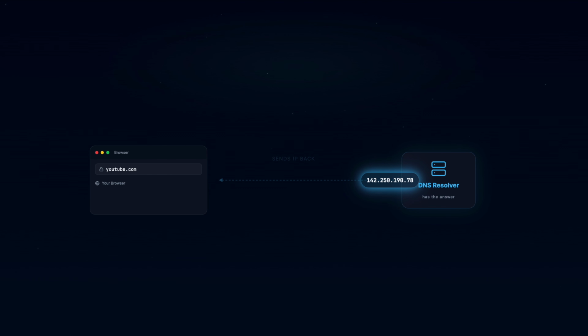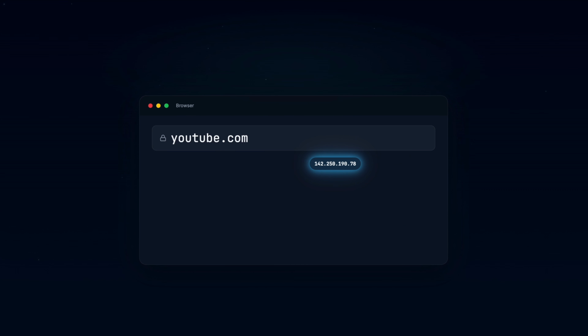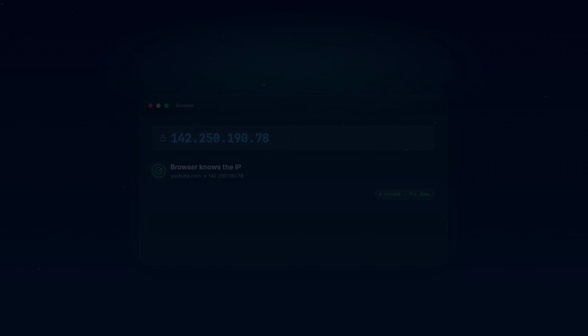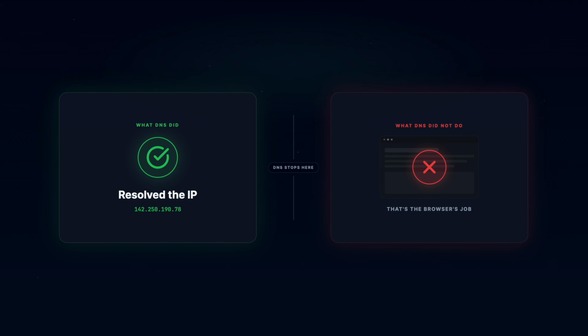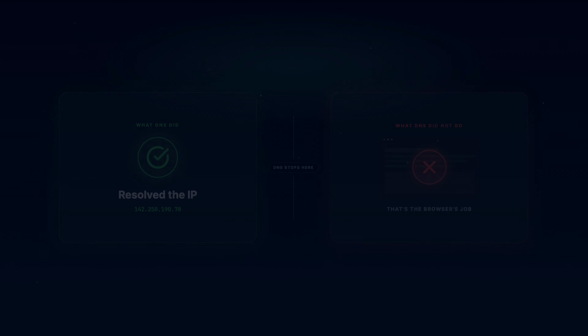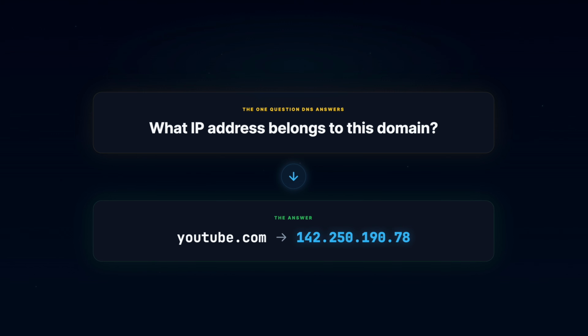Once the resolver receives the answer, it sends the IP address back to your computer. Your browser now knows that youtube.com maps to this IP address. At this point, the DNS lookup is complete. DNS has done its job. It did not download the website. It only answered one important question: what IP address belongs to this domain?